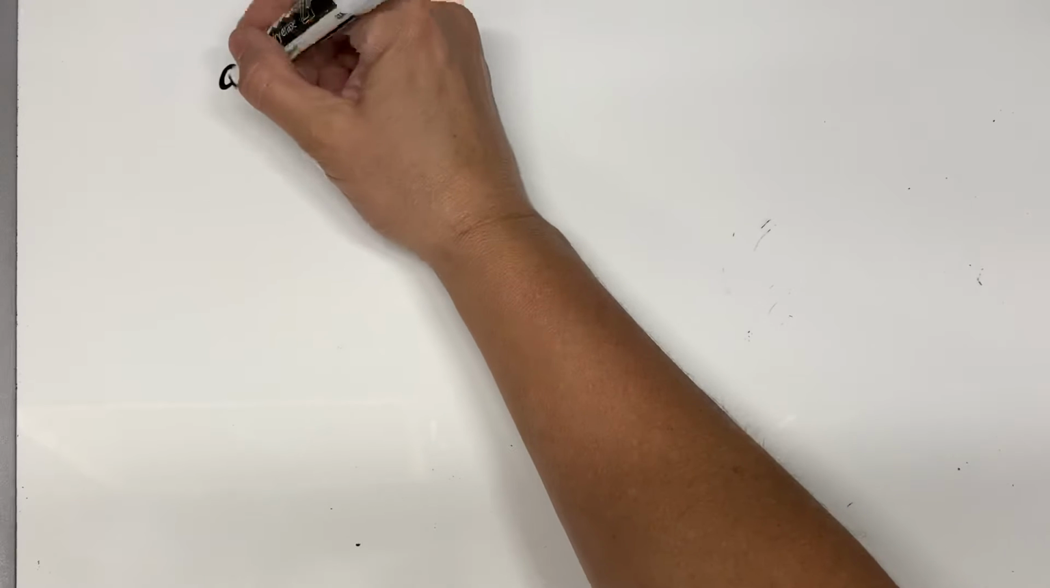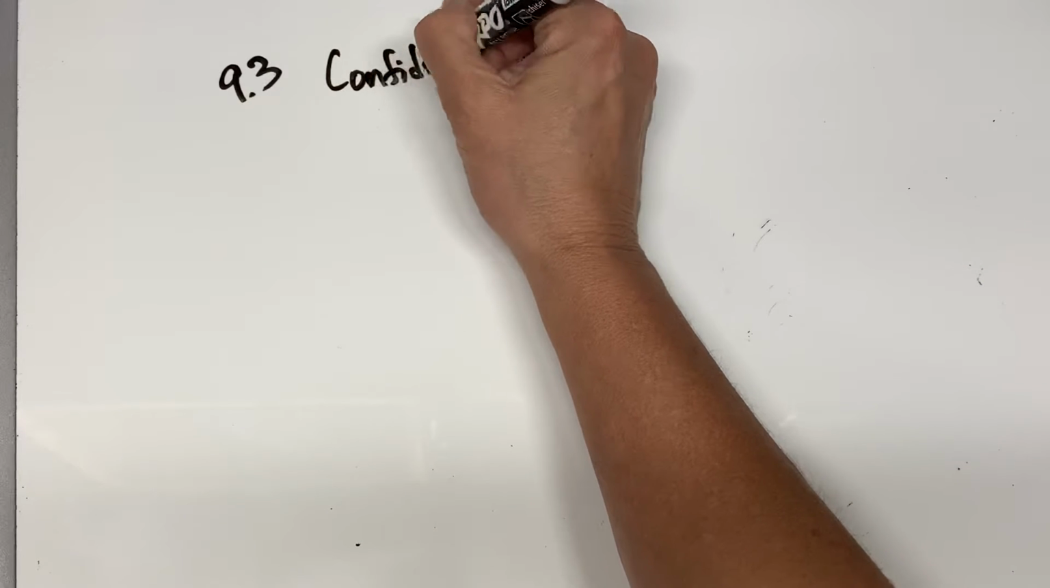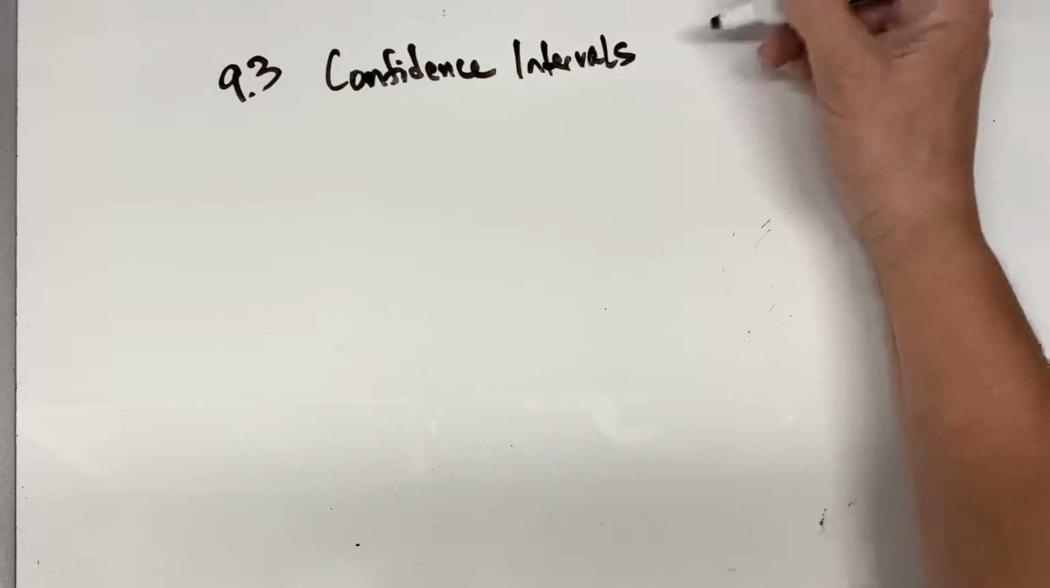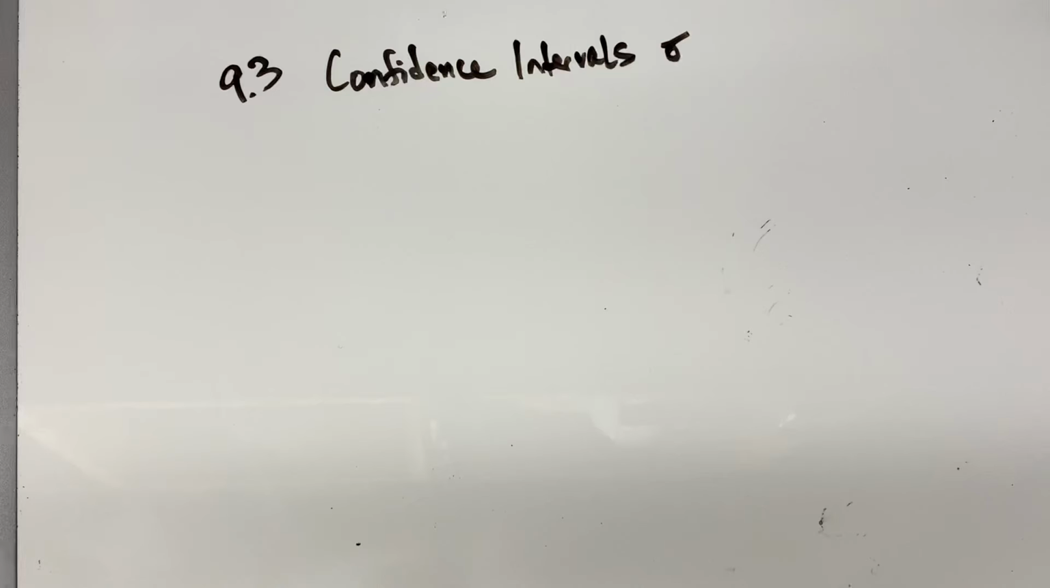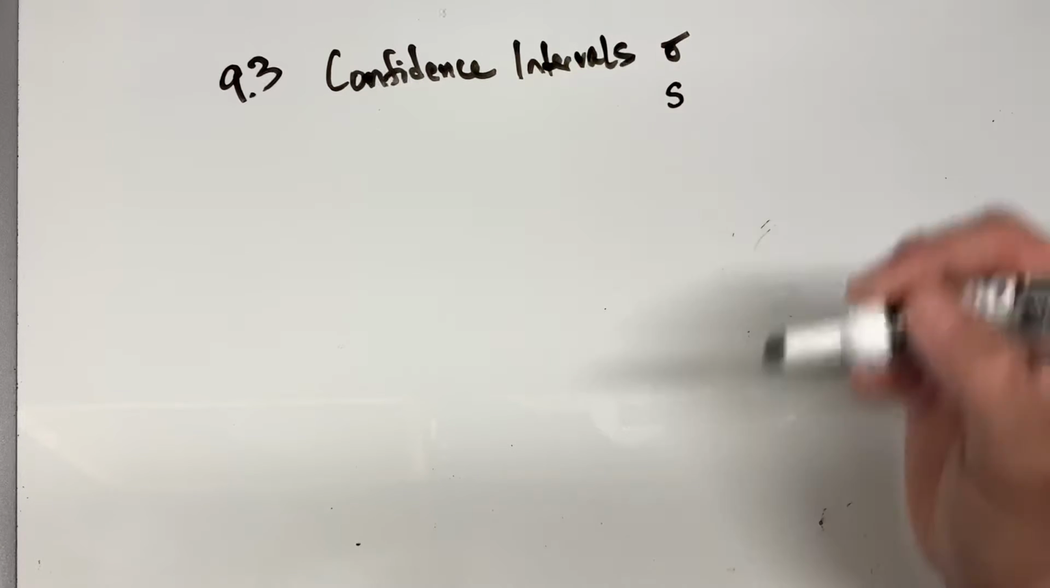Okay, so here we are. This is 9.3, and we just recapped 9.1 and 9.2. So 9.1, for the most part, we were finding confidence intervals about a proportion. 9.2, we were finding confidence intervals about a mean. So 9.3, we're going to find confidence intervals about a standard deviation, okay? Which for a sample would be S.